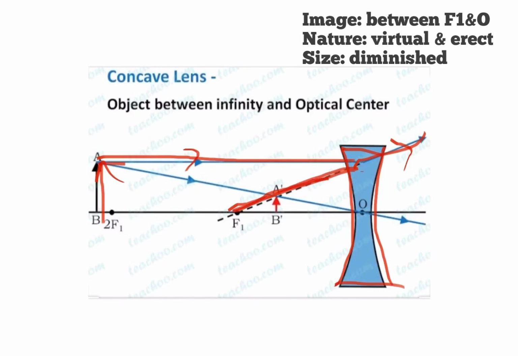Now consider another ray which is passing through optical center O. So here you can see that these both rays are meeting here. So this A dash is the virtual image of point A, and corresponding to object AB, we will get image A dash B dash, which is virtual and erect and diminished. So this was the image formed by concave lens when object is placed anywhere between O and infinity.